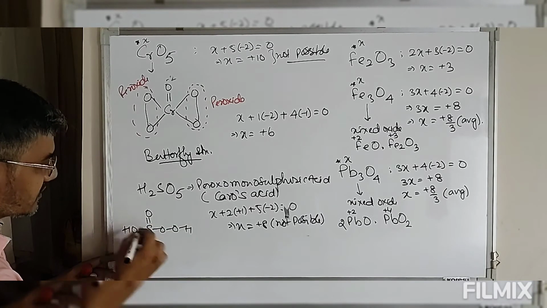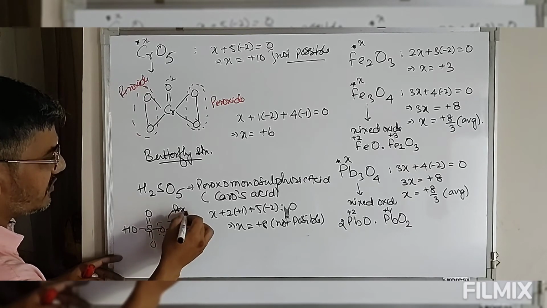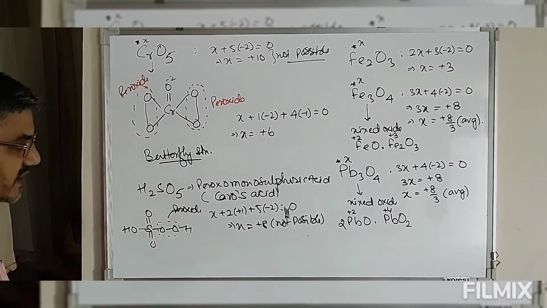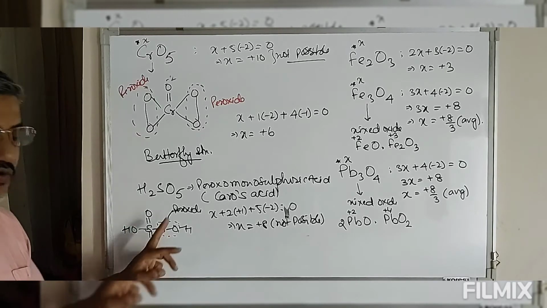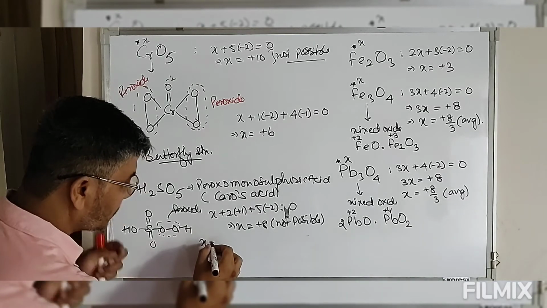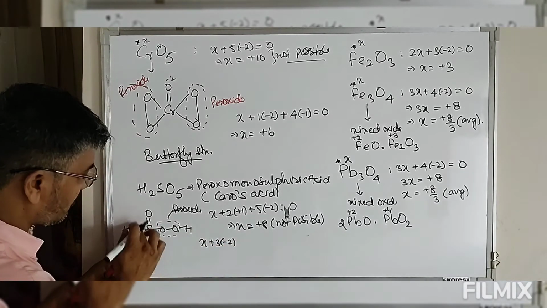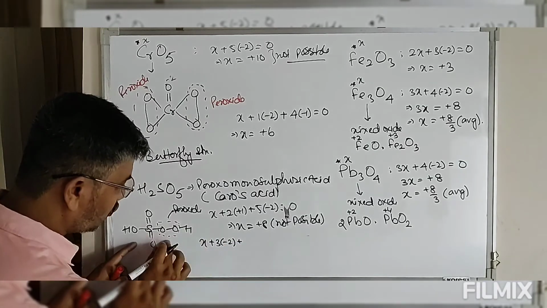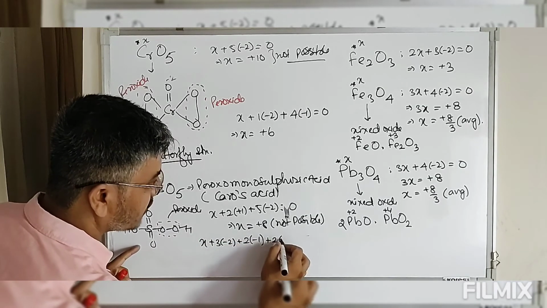So this is the structure. If you look at it, this is peroxide. So we have a peroxide. Out of these 5 oxygens, 3 are in normal oxide and 2 oxygens are in peroxide. Taking into account this peroxide, we have 3 into minus 2 for the 3 normal oxides, and 2 into minus 1 for the 2 peroxide, plus 2 into plus 1.